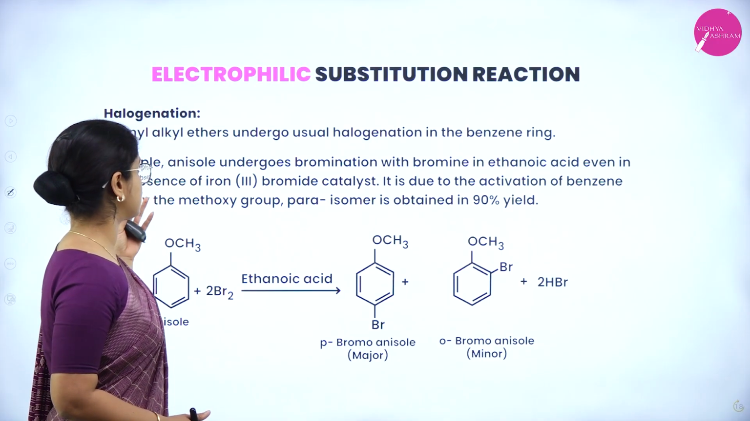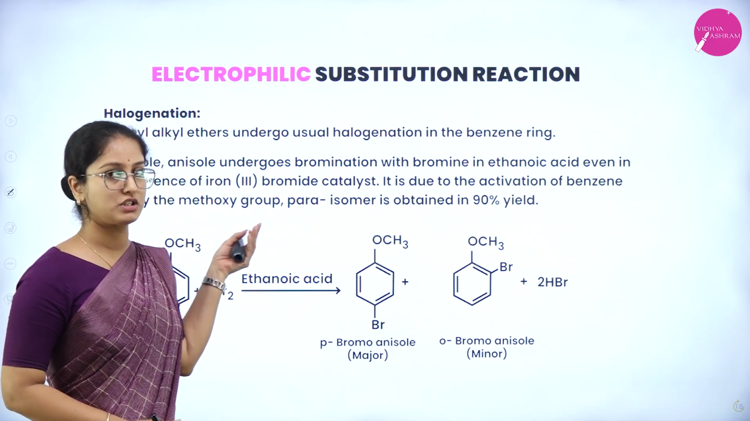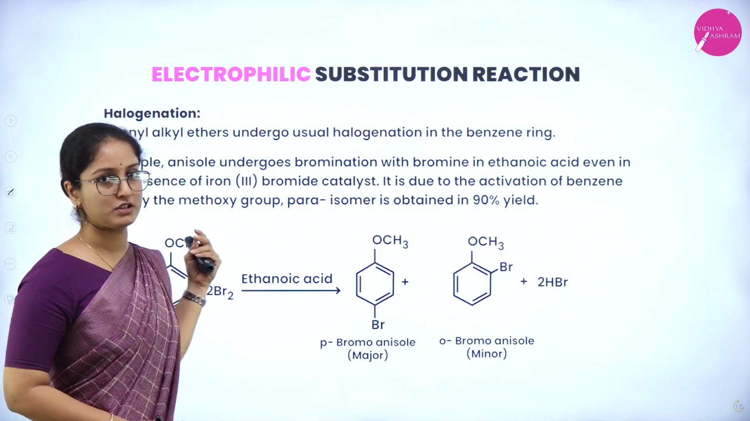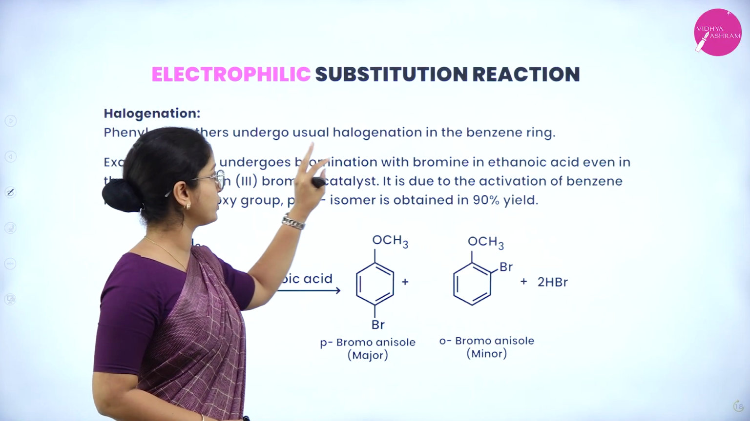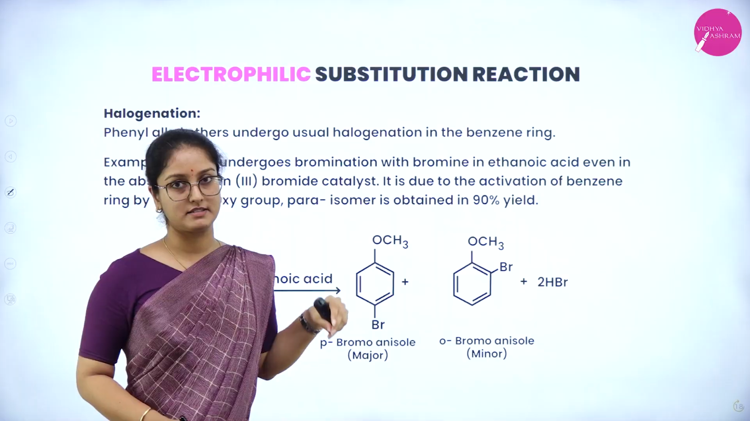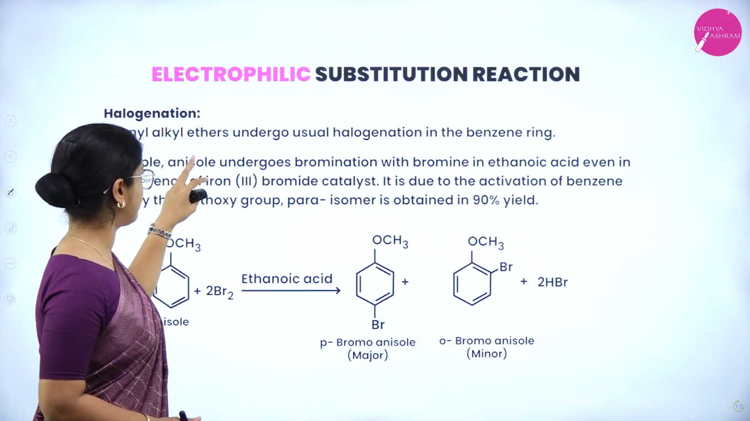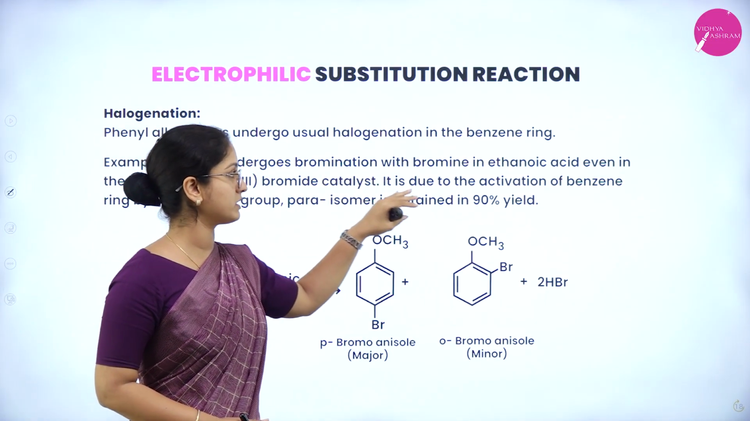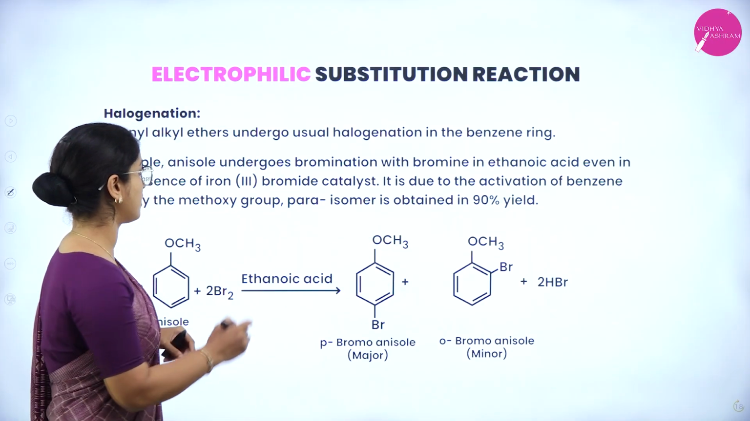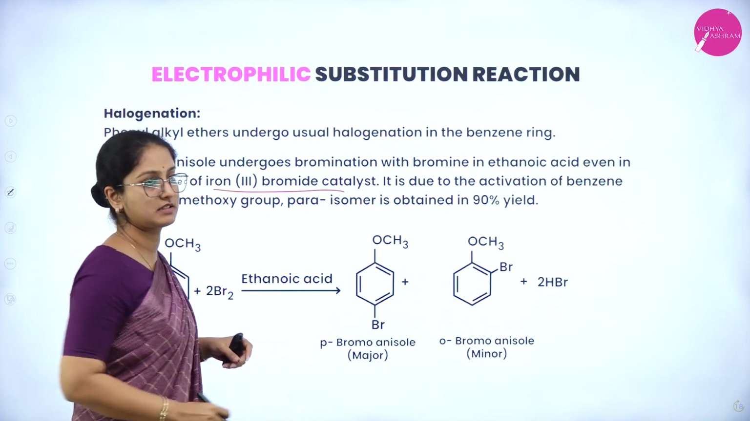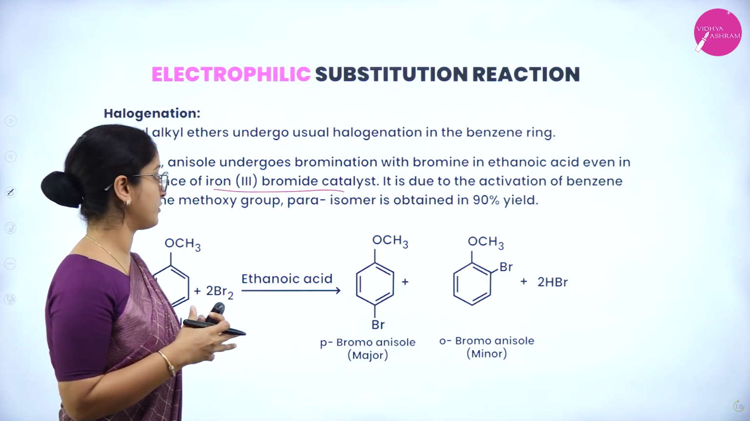Next, let us see the various types of electrophilic substitution reactions. The first one is halogenation. Phenyl alkyl ethers undergo the usual halogenation in the benzene ring. For example, anisole undergoes bromination with bromine in ethanoic acid even in the absence of iron(III) bromide catalyst. So it doesn't require any type of catalyst.